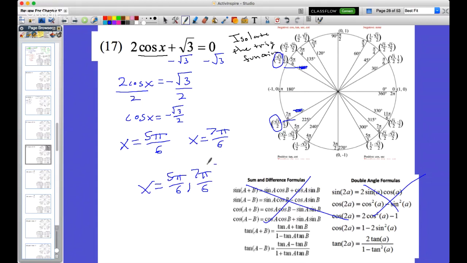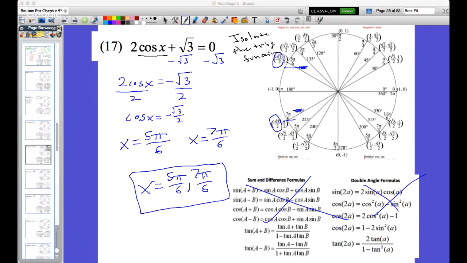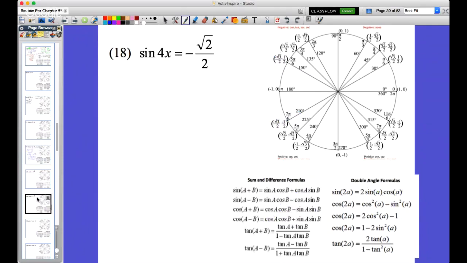So that's just our solution for 17. Again, if I'm going too fast, please let me know. So we'll keep going. This is very similar to number 1, because we've already isolated the sine by itself. So I just need to find out where sine is negative root 2 over 2.